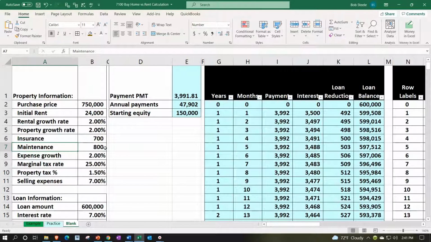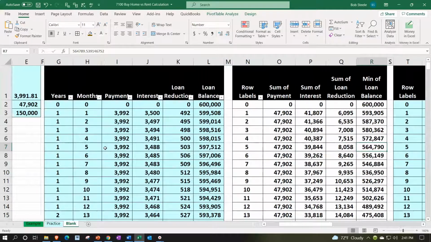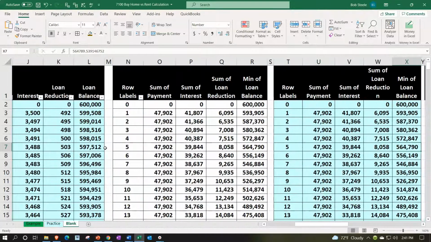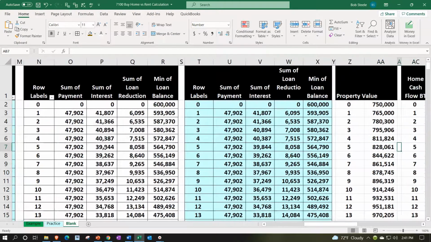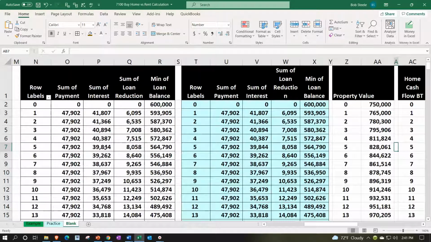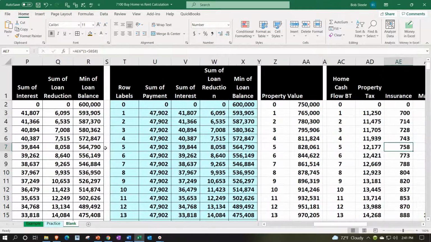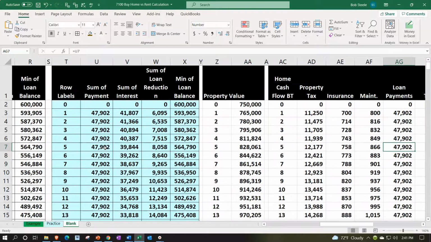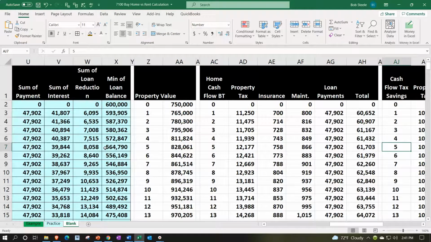So we had our assumptions on the left-hand side. We calculated our payments, the amortization table. Then we made a pivot table for a year-by-year breakout based on the amortization table, which was month by month. We copied the pivot table so we have something easy to reference. We then calculated the property value, assuming a 2% growth over a year if we were to purchase, concentrating on the purchasing side of things here.